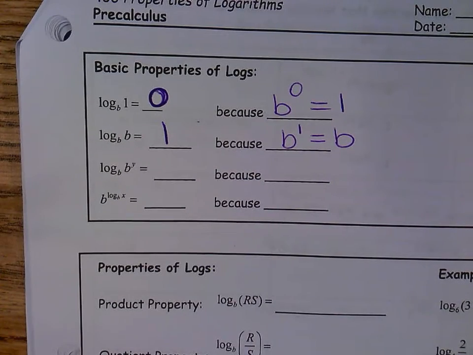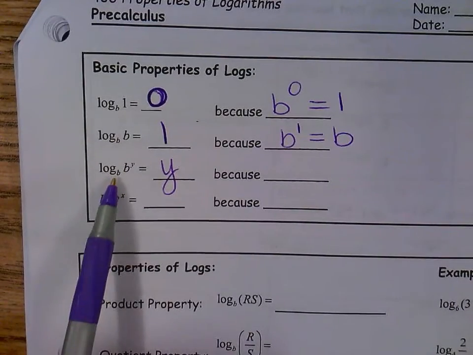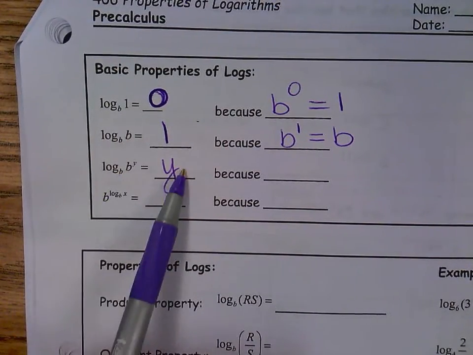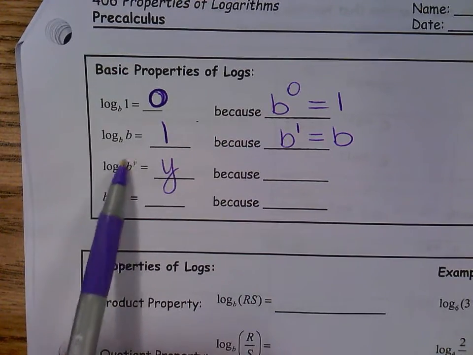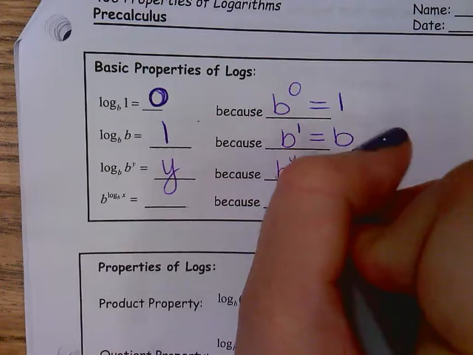All right, what would the next one be? If the base is getting raised to the y power, you get the base to the y power. So this will be equal to y, because remember our circle, the little base raised to the y power gives you back the base to the y power inside. So b to the y equals b to the y.